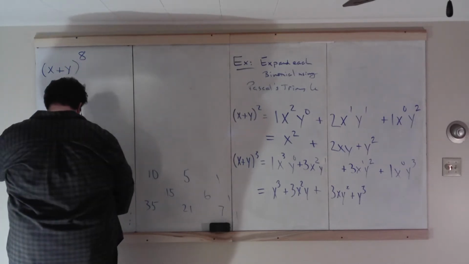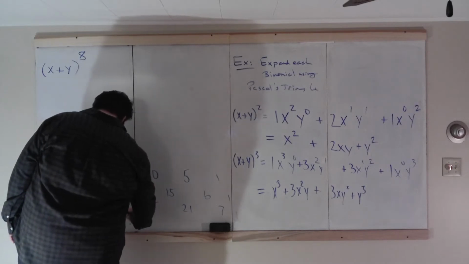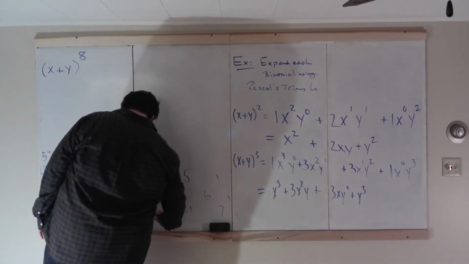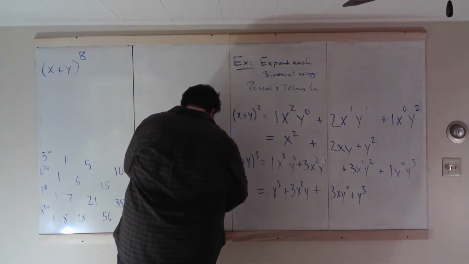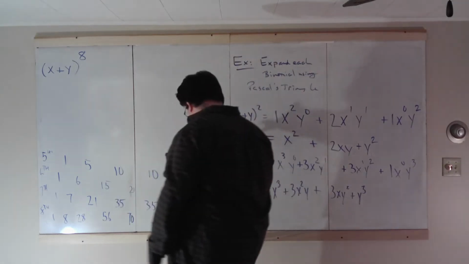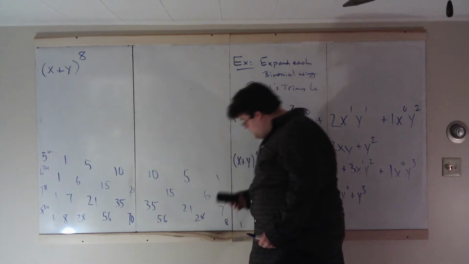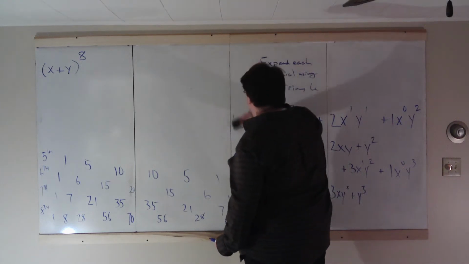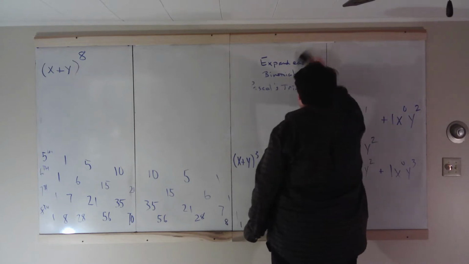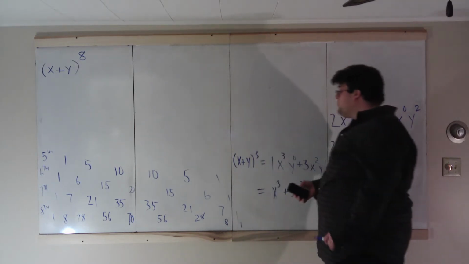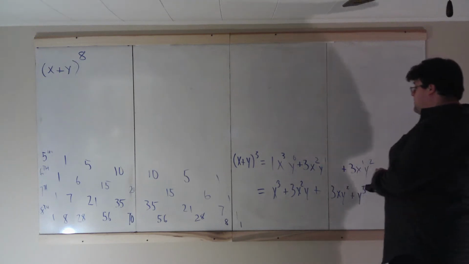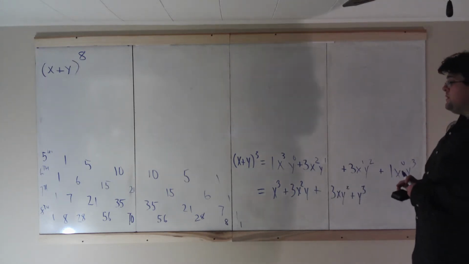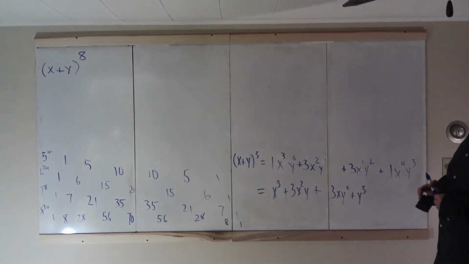Oh god, I can't add numbers. What is this? I should have used 7, because then it would be prime like the other two. But I already wrote 8, so let's do 8. So the 8th row, we have 1, 8, 28, 56, 70, 56, 28, 8, 1.